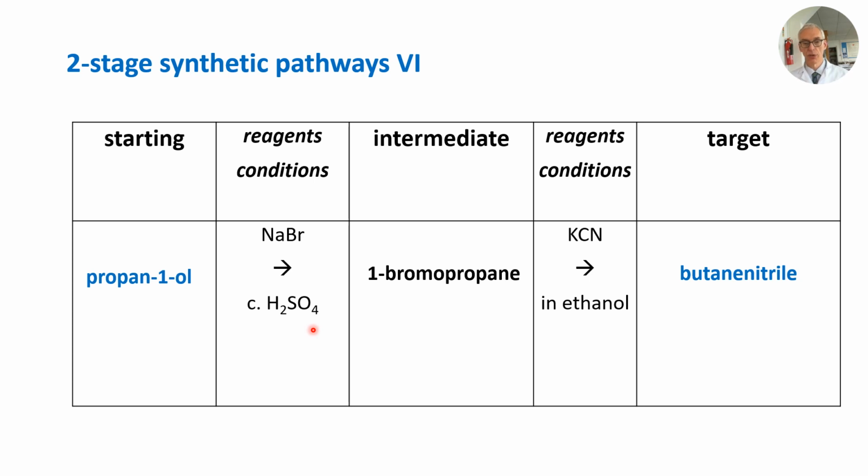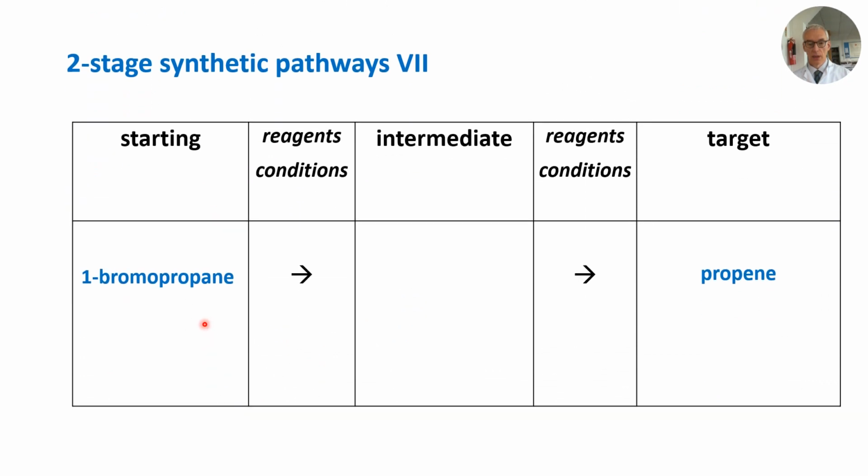Okay, let's move on to problem number 7. So 1-bromopropane to propene in 2 stages. Think it through, take your time, write your solution, come back to check when you are ready. Okay, I am about to reveal.